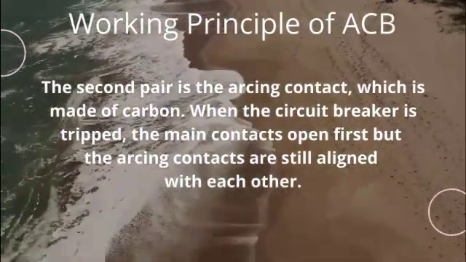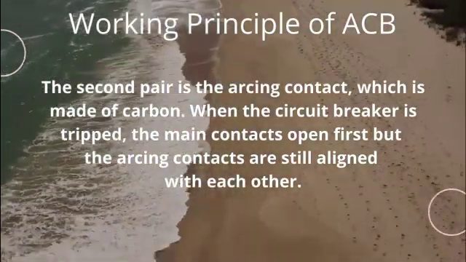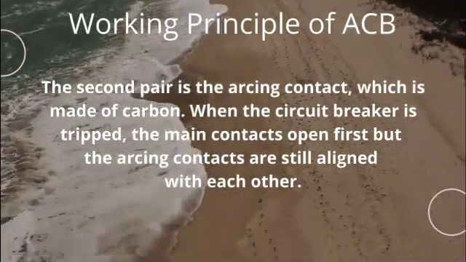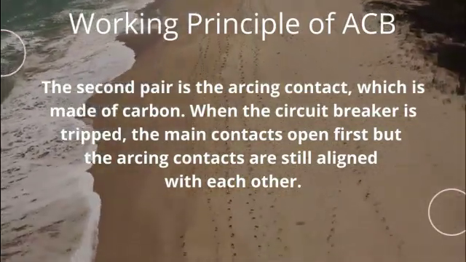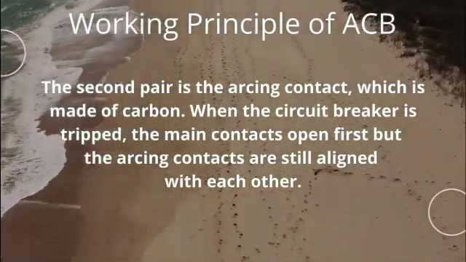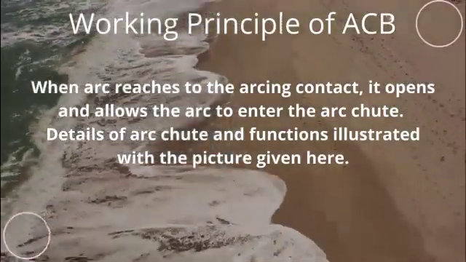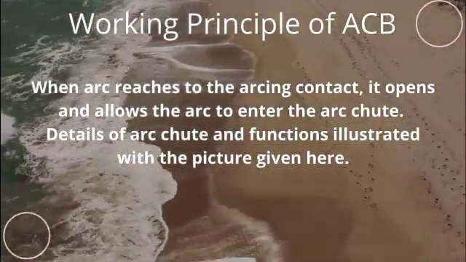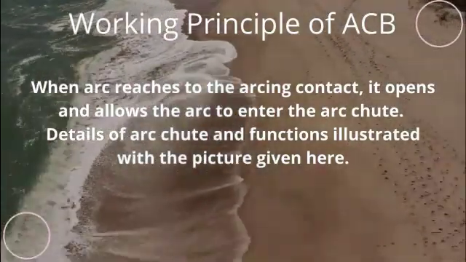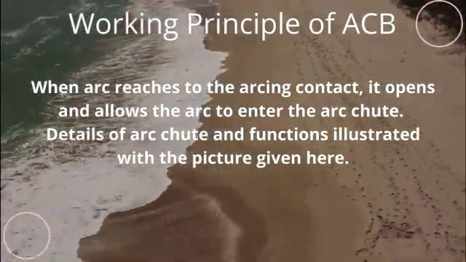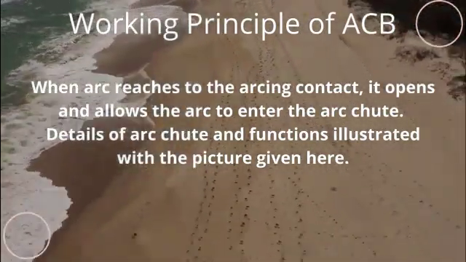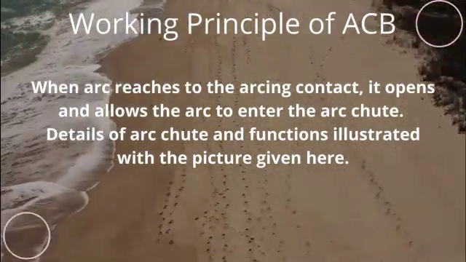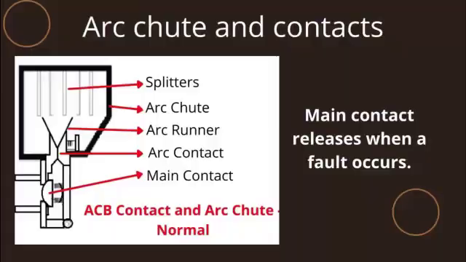When the circuit breaker is tripped, the main contacts open first, but the arcing contacts are still aligned with each other. When the arc reaches the arcing contact, it opens and allows the arc to enter the arc chute. Details of the arc chute and its functions are illustrated with the picture given here. Know in detail about the arc chute and contacts.